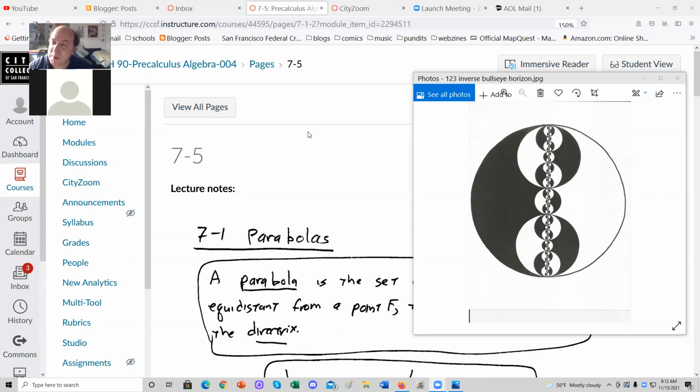Today's Zoom session is being brought to you by the Fractal Inverse Bullseye Horizon and a vaccinated Big Bird.